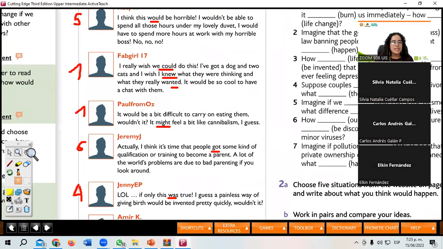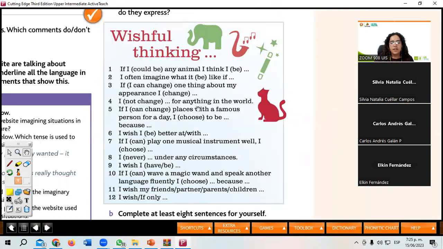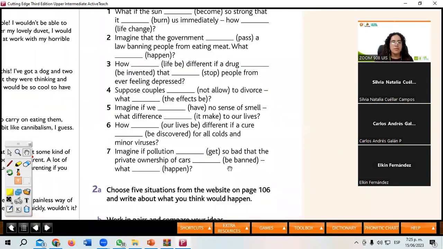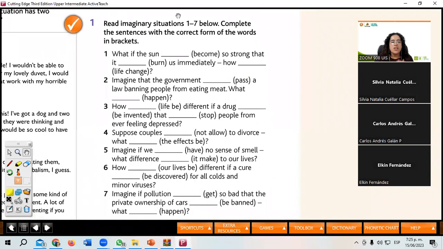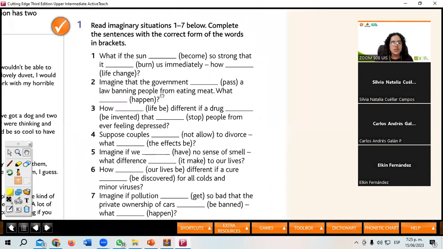Okay, guys, so to practice, let's go to page 107 again. Page 107, you have 7 imaginary situations in point number 1. You're going to complete the sentences with the correct form of the verb that is in parentheses, okay? For example, what if the sun become so strong that it burned us immediately? How life changed? Okay, I'll help you with the first one.